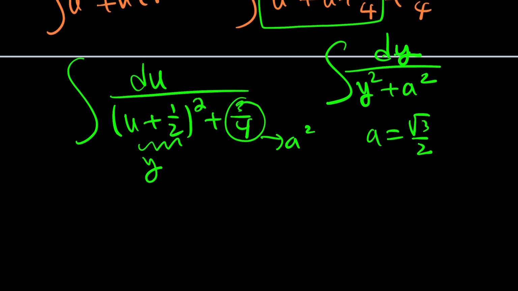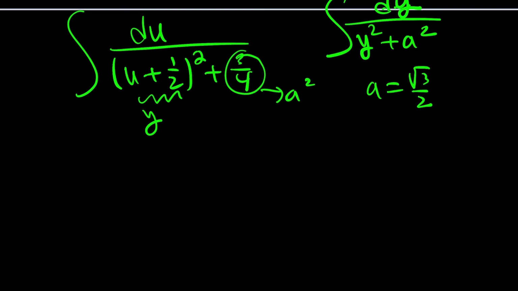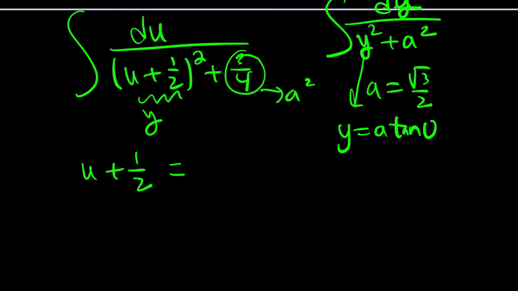So here's what you're going to get. Or you can do it this way too. You can call this y. So u plus 1/2 is y. But you know what I want to call y? I want to call y a times tangent theta. You know why? Because it's like y squared plus a squared, and a squared tangent squared plus a squared is going to give you something nice. Let me show you here. So in other words, I'm going to call this a times tangent theta.